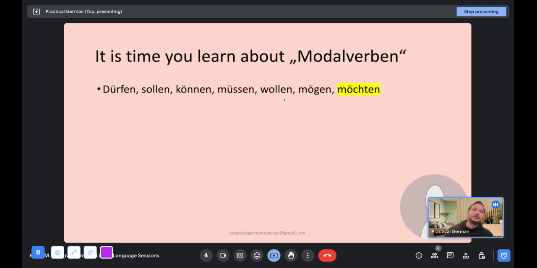If you talk to your boss, you want a salary hike. You can say "Ich will eine Gehaltserhöhung," but it's much better to say, I would like to have a salary raise: "Ich möchte." But it does not mean that you can never use wollen. You can use wollen. It depends on the context.